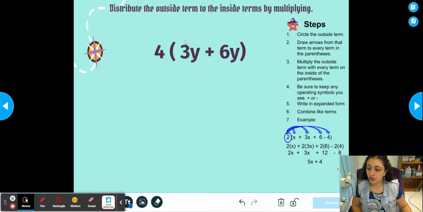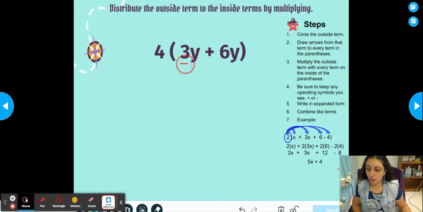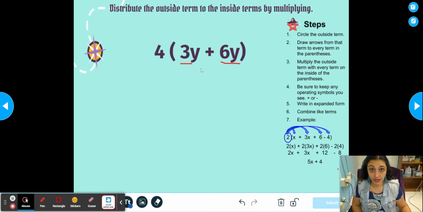The first way is using GEMDAS. We generally simplify what's inside the grouping symbols, or in this case, the parentheses, before we move forward. So we're going to do it that way first, and then we're going to use distributive property next. So if I'm looking at this expression, I've got 3y and 6y. Both are like terms because they both have y as their variable. And so I can just combine these.